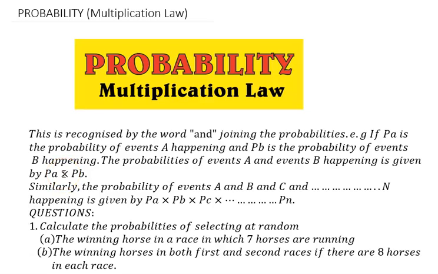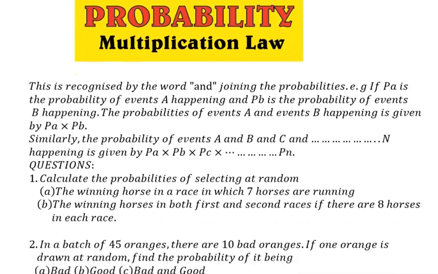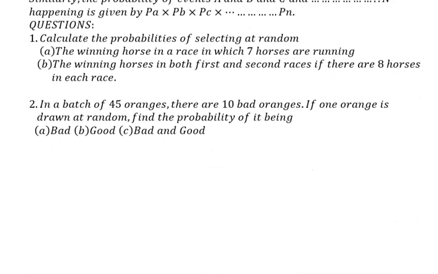Similarly, the probability of event A and event B and event C and so on and so forth to event N happening is given by P(A) times P(B) times P(C) and so on to P(n). So whenever you see "and" in probability, they are asking you to do what? To multiply. So we have some questions here. Let's tackle them and see how we can work our way around it. As we journey through the video, you will understand better.